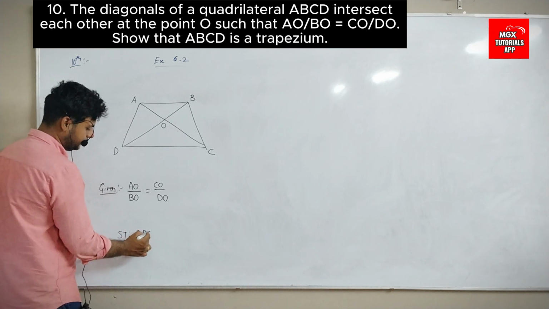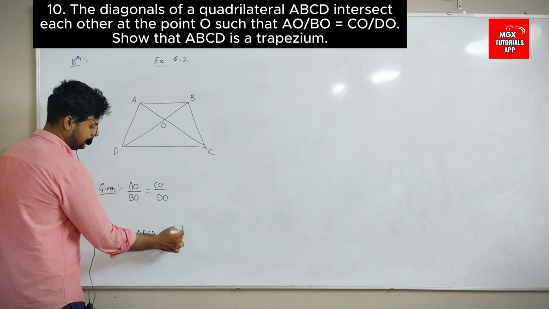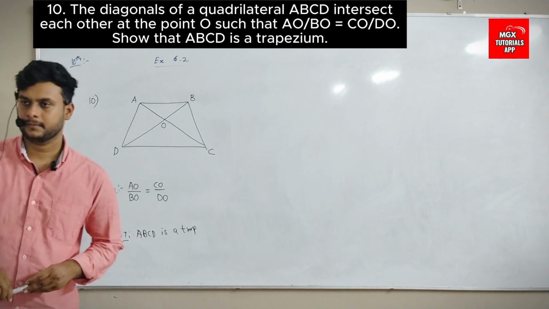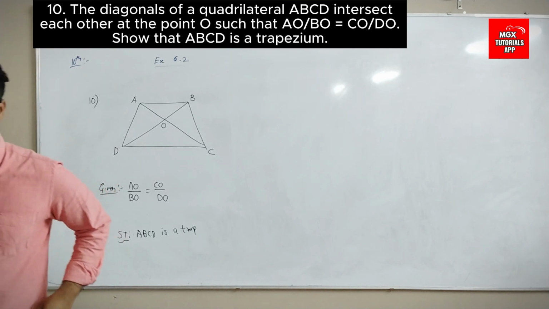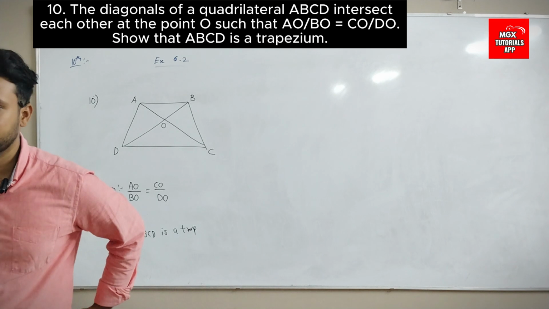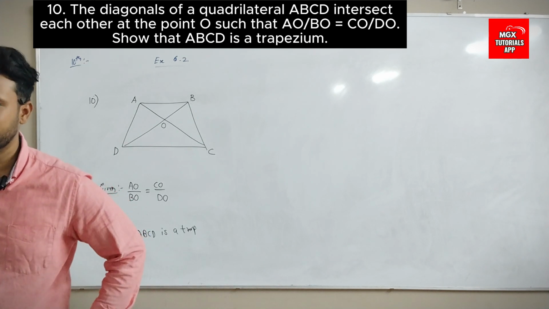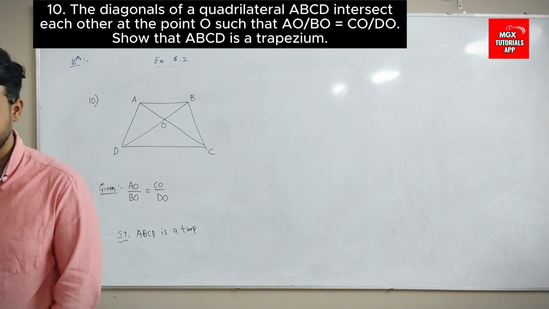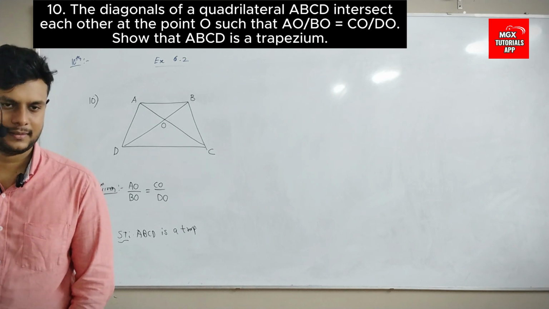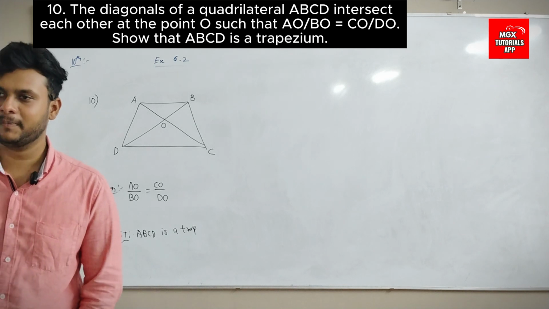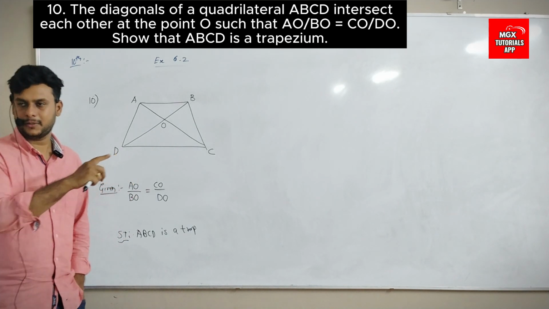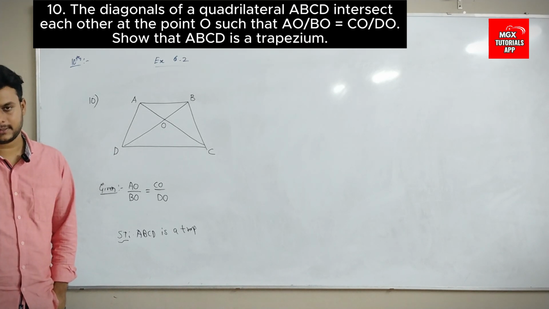I should show ABCD is a trapezium. So, what are the features of a trapezium? Trapezium means what? One pair of sides will be parallel. So only one pair. He said show that this quadrilateral is a trapezium.